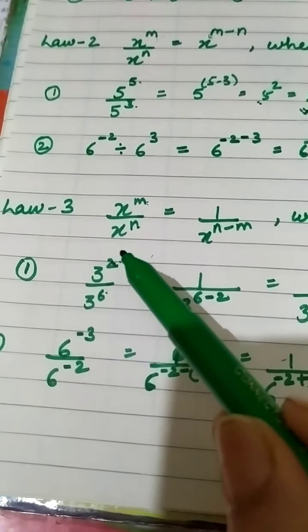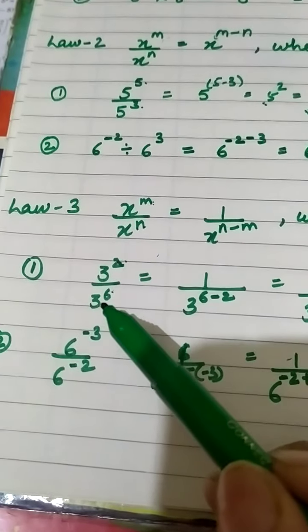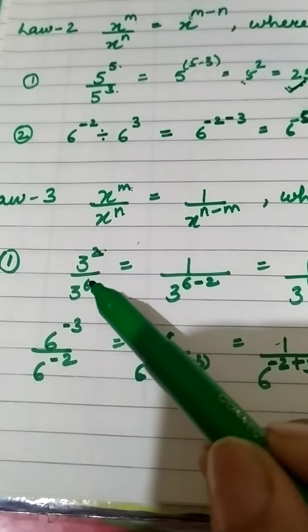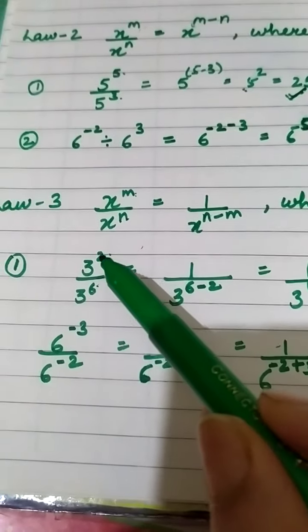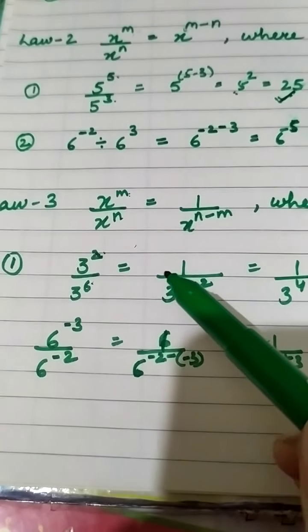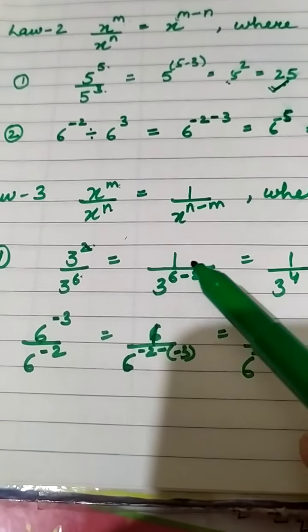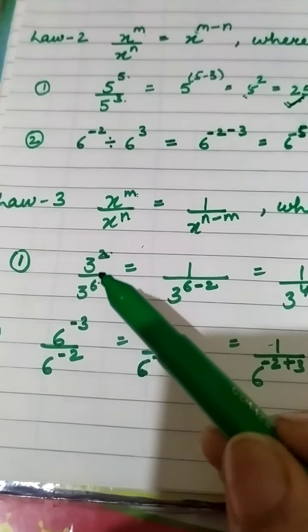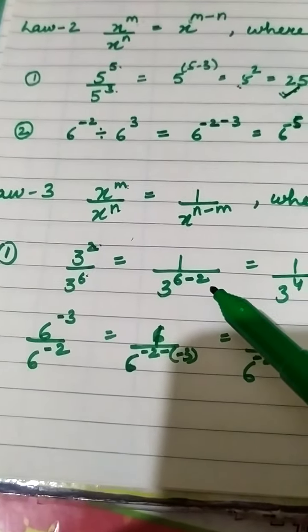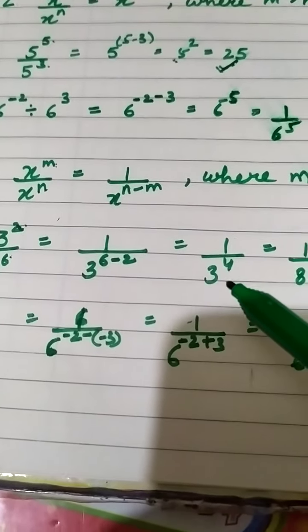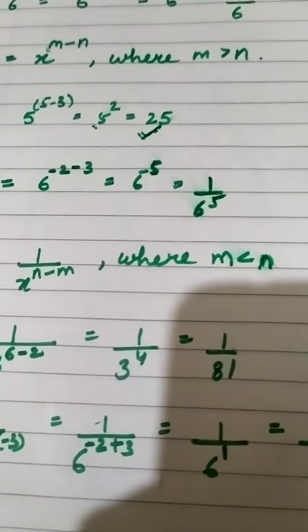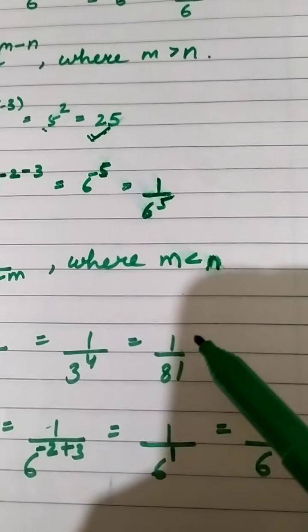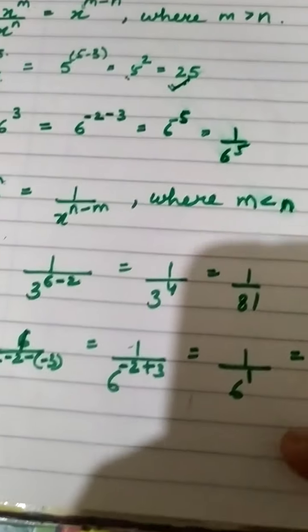Means if 3 raised to the power 2 upon 3 raised to the power 6, then n is greater and m is smaller. Then we will do the reciprocal, means 1 upon 3 raised to the power, then you will subtract 2 from 6. 6 minus 2, that will be 1 upon 3 raised to the power 4, and it will be 1 upon 81.